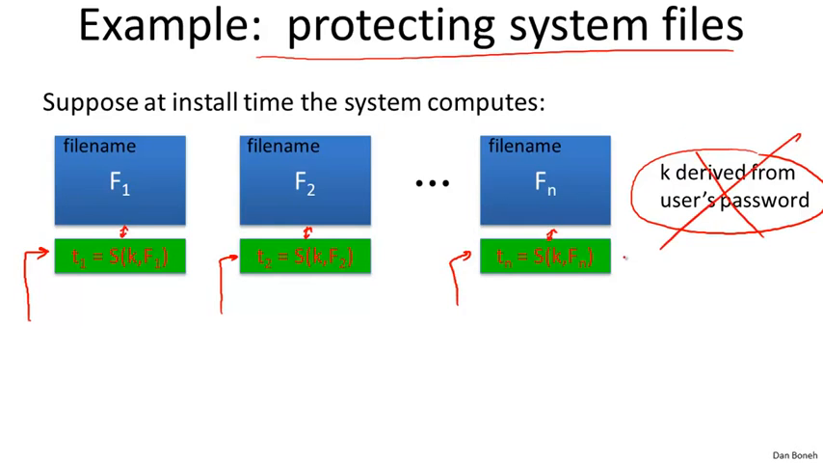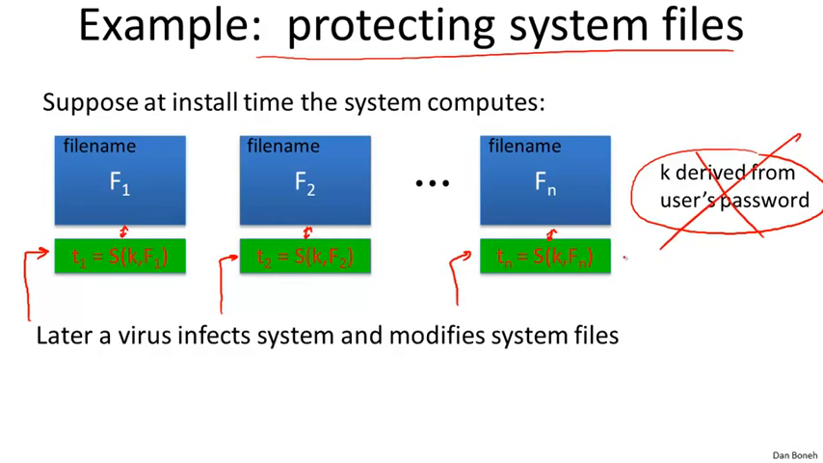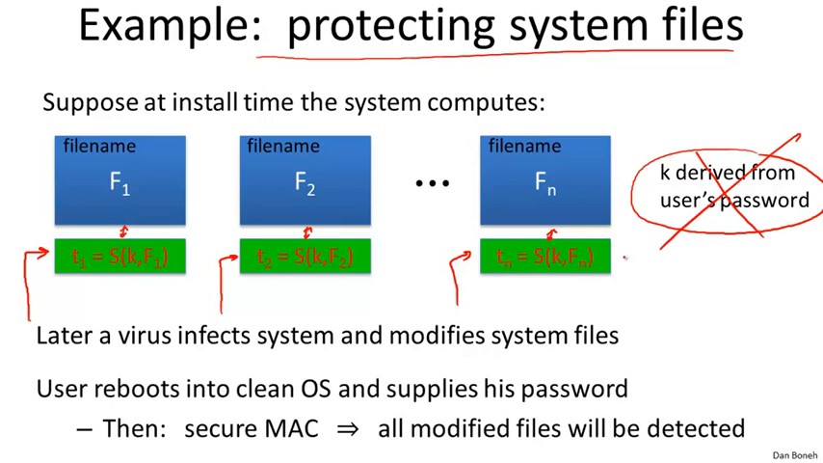Okay, so now later imagine that the machine gets infected with a virus, and the virus tries to modify some of the system files. The question is whether the user can detect which files were modified. So here's one way to do it. Basically, the user would reboot the machine into some clean OS, say you reboot from a USB disk or something. And then once the machine boots from this clean OS, the user would supply his password to this clean running operating system, and then this new clean running operating system would go ahead and check the MAC for each one of the system files.